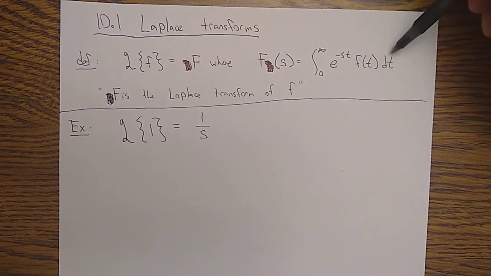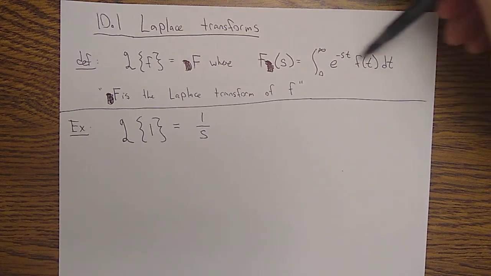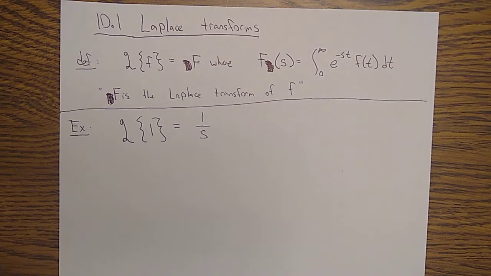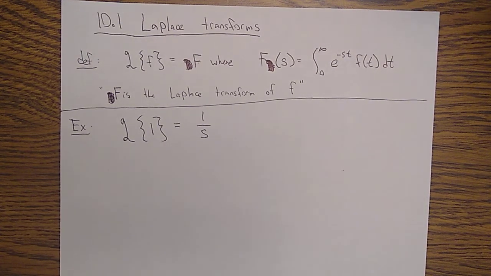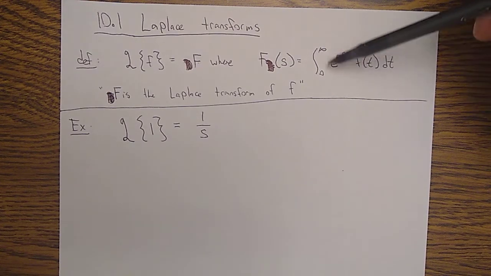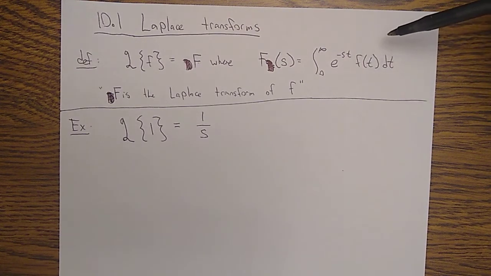T is like a dummy variable for this integral, so there's no t's in the answer. When you put in the limits of 0 and infinity, the t's all go away, or they're replaced with 0, or they're replaced with the limit as t goes to infinity. So there's no t's in this once you evaluate it, but there are s's, and so that's the function of s that it is.